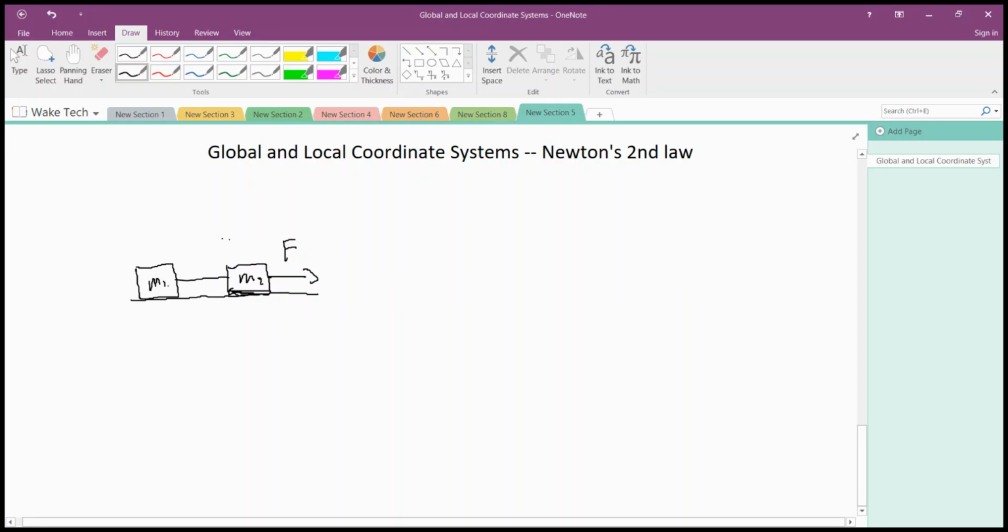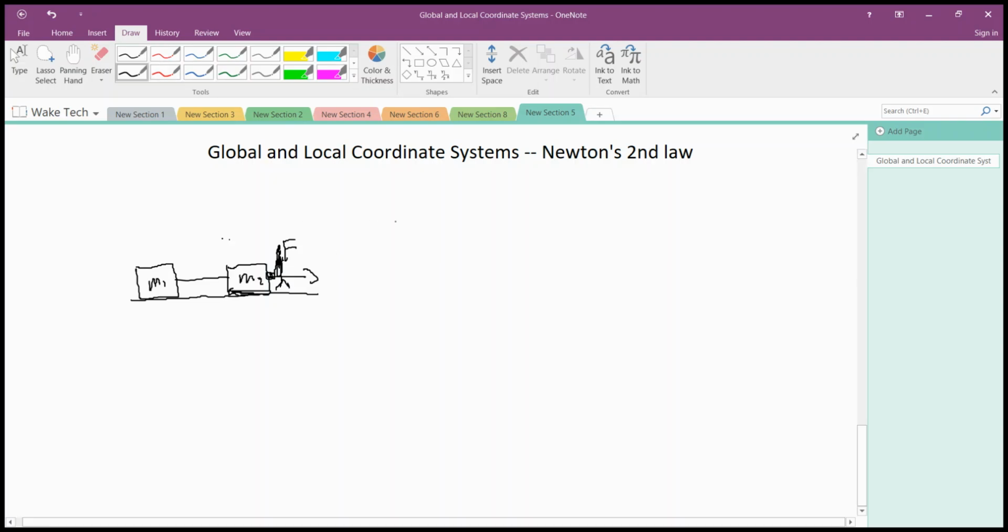So here's an example. We have two boxes tied together by a rope, and maybe somebody has their hands and they're pulling the boxes along on their own. All right. In any case, they're creating a force F to the right on M2.